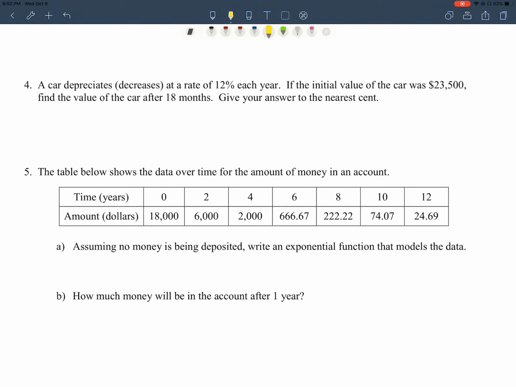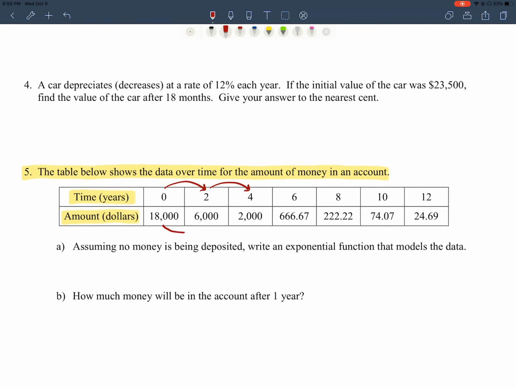This is problem 5 from chapter 3, worksheet number 3. It says the table below shows the data over time for the amount of money in an account. So you see we have time in years and we have the amount in dollars. Our time in years seems to be growing by 2 years each time, right? So it's going from 0 to 2, 2 to 4, 4 to 6, and so on.